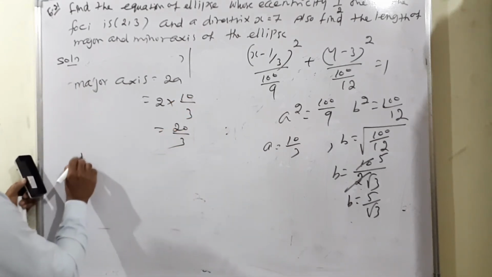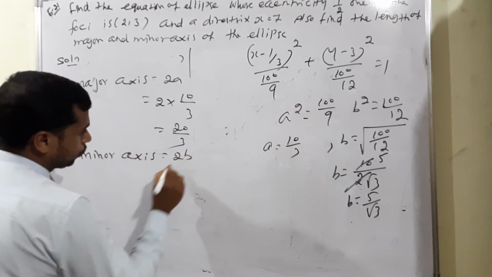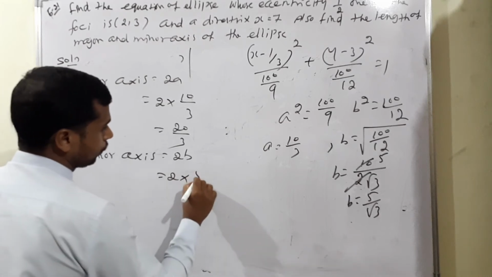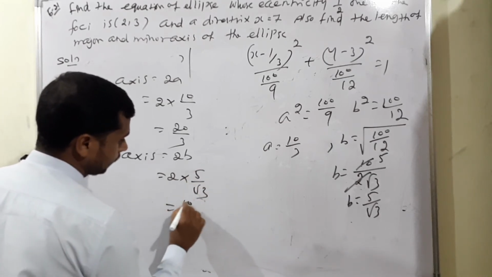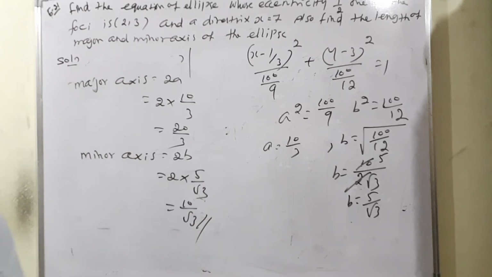Then minor axis means minor axis equal to 2b, that is called 2 into 5 by root 3, that is 10 by root 3. This is the answer for example 5.21. I will continue the next example.